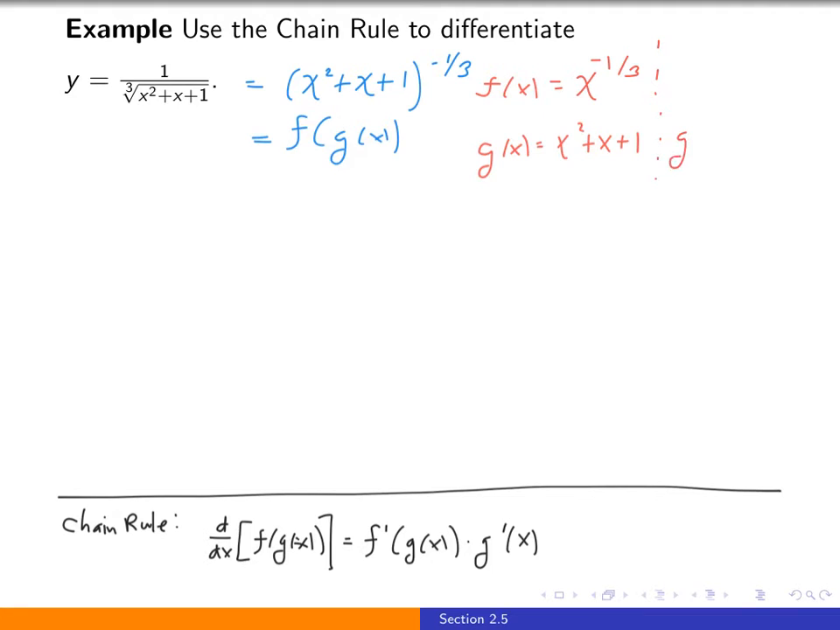So g prime of x, applying the power rule to each term, is 2x plus 1 plus 0, because the derivative of a constant is 0. We apply the power rule to x to the minus 1/3, so the power which is there comes down front, minus 1/3, and the new power we have for x is 1 less than minus 1/3. Minus 1/3 minus 1 is minus 4/3.